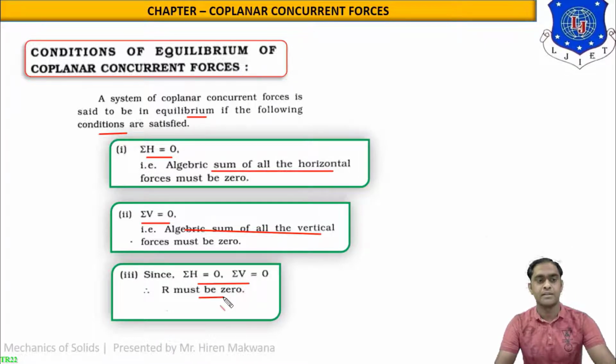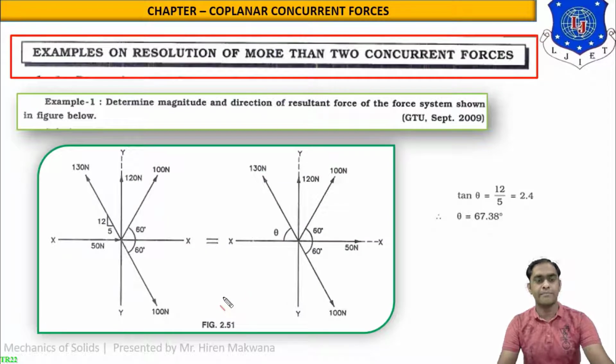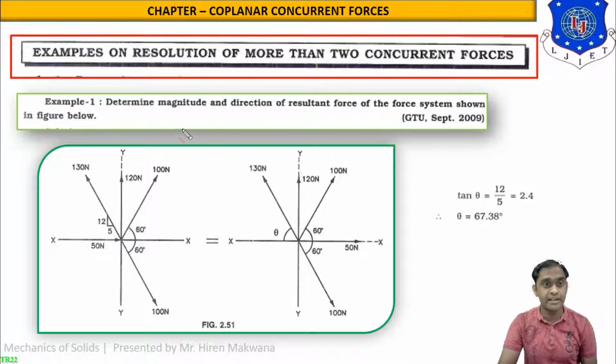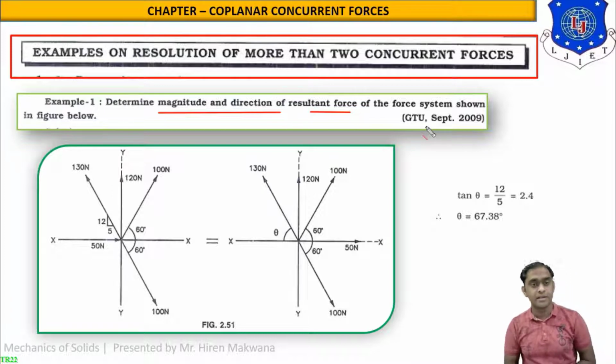Let us start with example number 1. This is an example based on the resolution of more than two concurrent forces. What is given in the data? Determine the magnitude and direction of the resultant force. What we have to find is magnitude and direction, meaning R and theta, or you can also say R and alpha, of the force system shown in the figure. This example was asked in the GTU September 2009 exam. This is a very basic numerical.